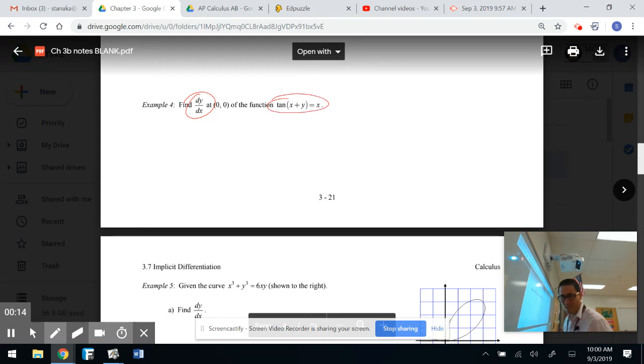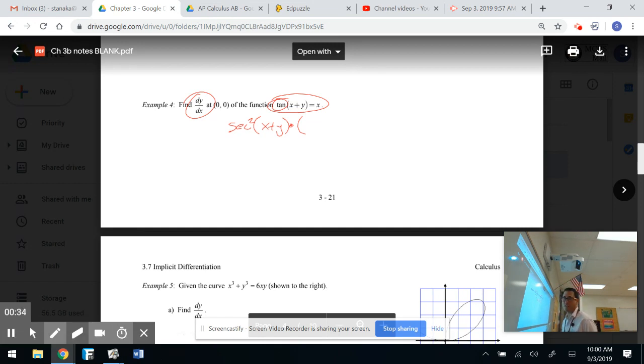Now, this looks a little nutty, but let's go back to chain rule stuff, right, class? We have an inside, we have an outside. The inside is x plus y, the outside is tangent. Let's take the derivative of tangent. Derivative of tangent, hopefully you know by now off the top of your head, that would be secant squared. Don't you dare touch that inside. But guess what? I have to multiply it by the derivative of the inside.